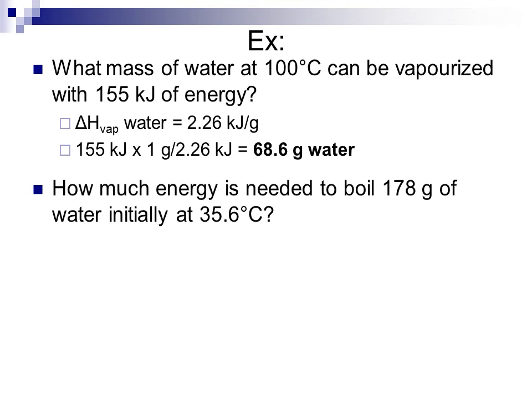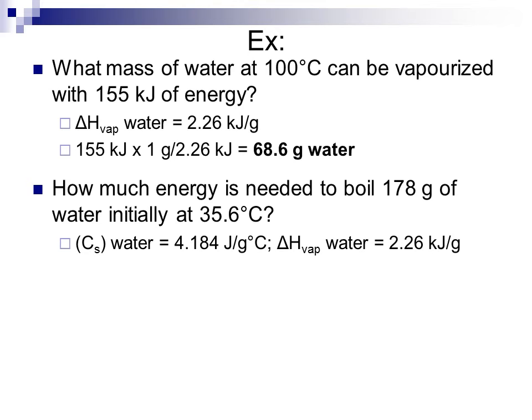In a similar problem, the amount of energy needed to boil 178 grams of water that start at 35.6 degrees Celsius: I first have to heat the water until it reaches the boiling point, and then I can evaporate it. So looking at the specific constants we need, the first step is to heat.